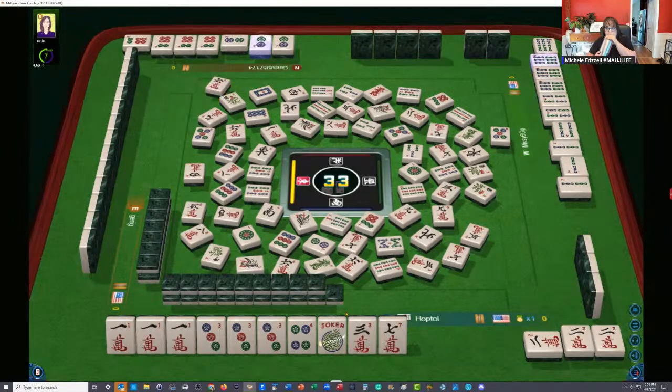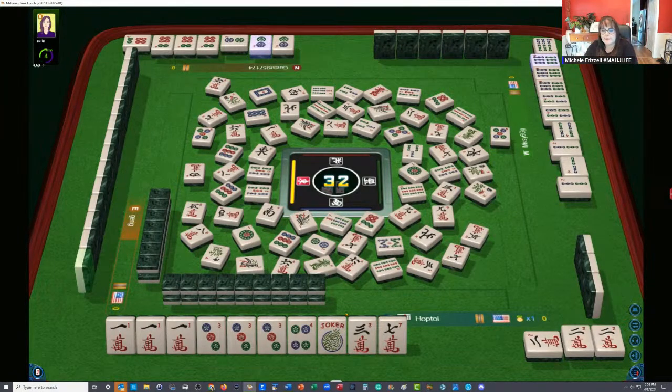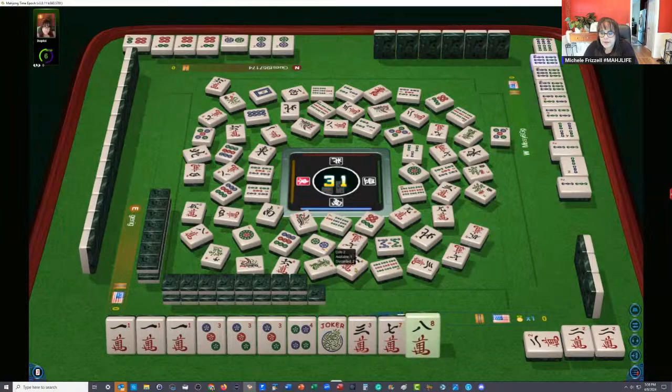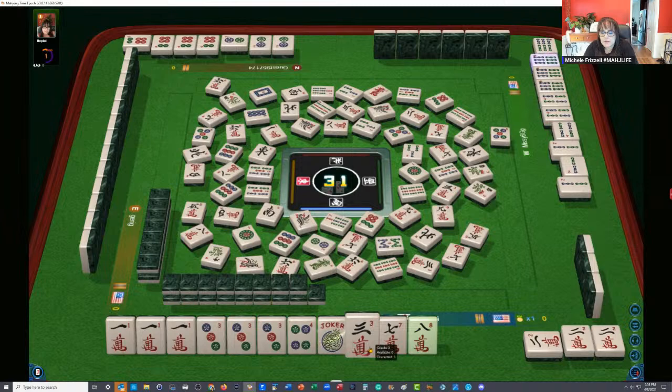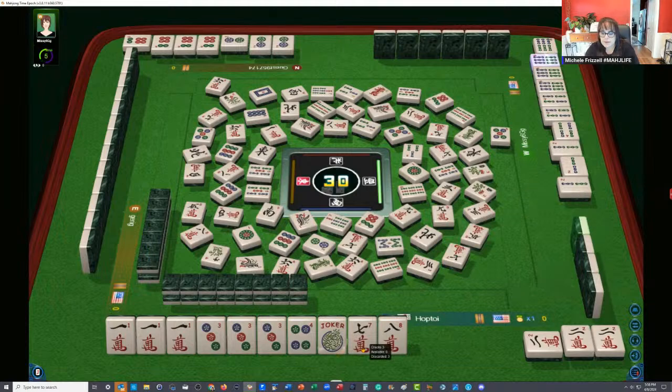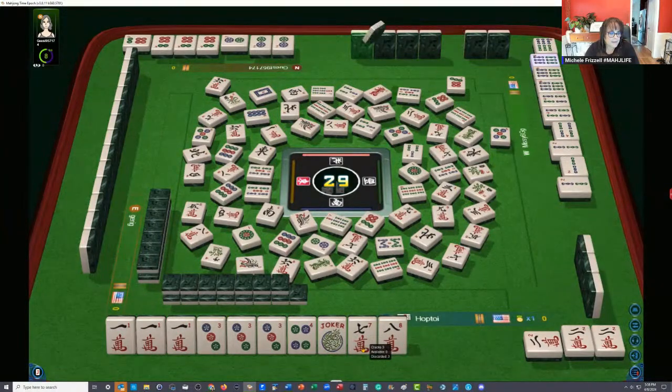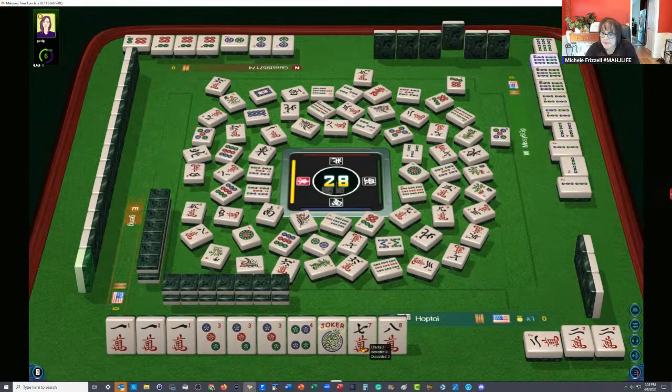6 characters. Oh, 2 dots. The 8 bam. So someone just absconded with a joker. North wind. Okay, 8 crack, 3 are out. 3 characters. 7 dots. 5 characters. The player across from us needs 4s.